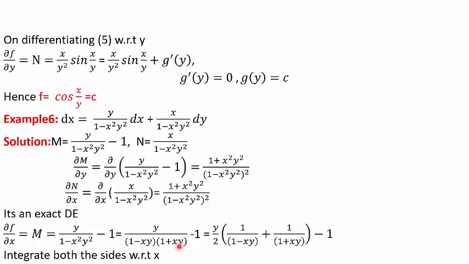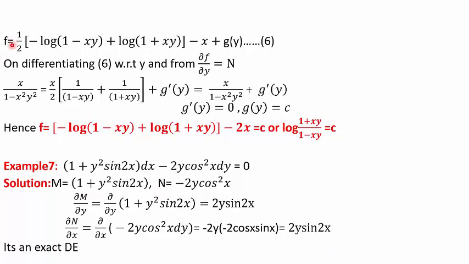Now, why did we do that? Why did we write the partial fractions? Because integration becomes simpler this way. Now, integrate both the sides with respect to x. This gives us f is equal to half minus log 1 minus xy plus log 1 plus xy, minus x plus gy.